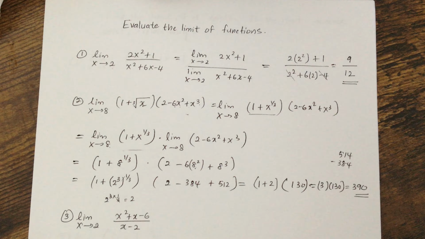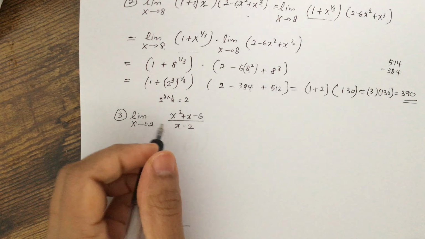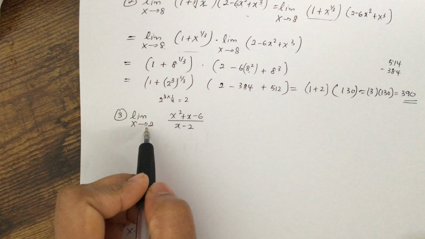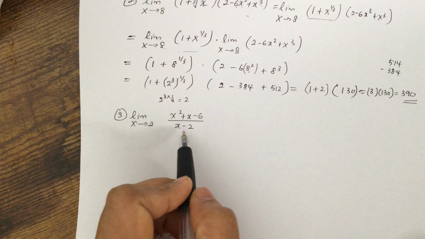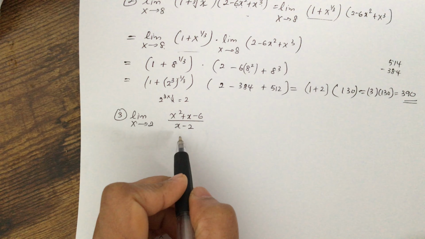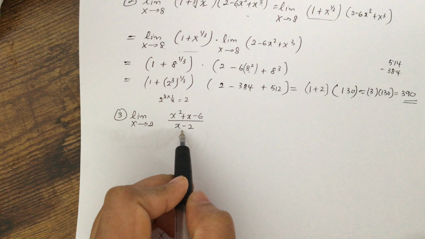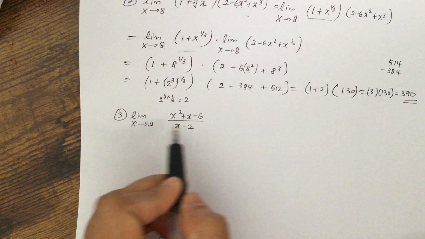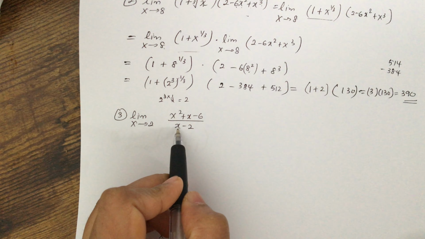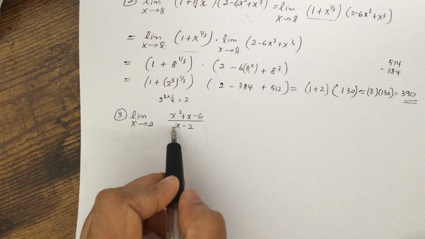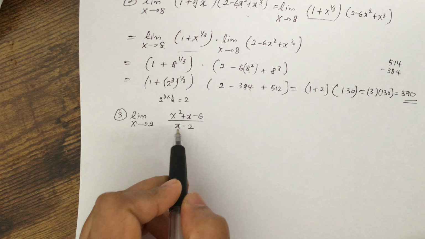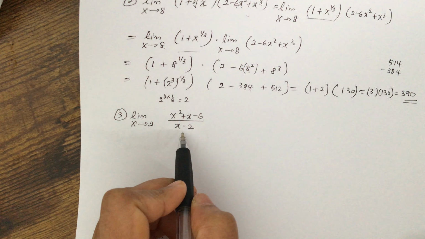Okay, so let's look at the third function. As you can see, the limit x goes to 2 of this rational function, right? Here look at the denominator, it's x minus 2, x goes to 2, denominator 2 minus 2, right? It is 0. So we have to do something to remove that situation, right?